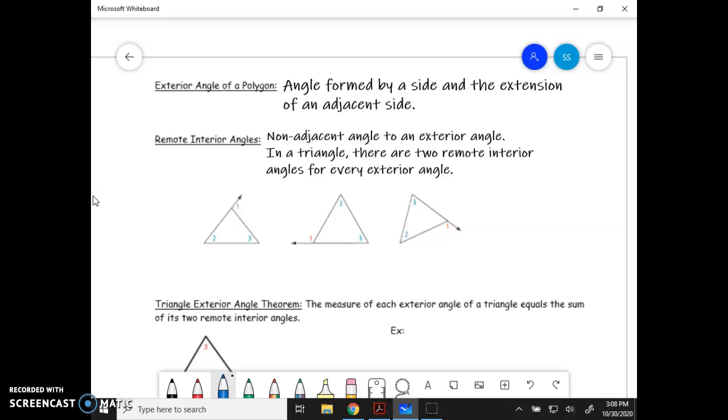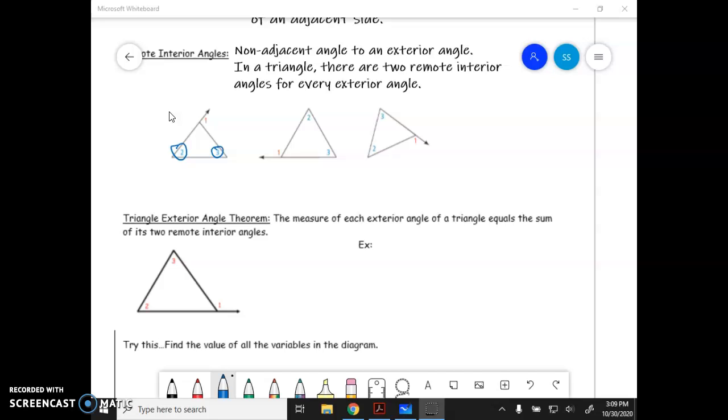All right, and remote interior angles are non-adjacent angles to an exterior angle. In a triangle, there are 2 remote interior angles for every exterior angle. Okay, so that would be referring to angles 2 and 3. These would be remote interior angles to the exterior angle 1. Okay, all right, moving on here.